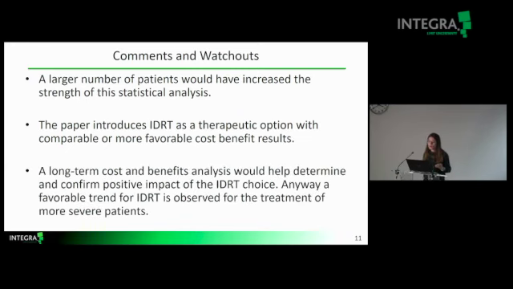And it would be good to have a bigger sample, but also a bigger or longer time of follow-up, because this study is only until discharge. So it cannot help us very well to say what could be the rate of explantation or infections that can also be very strong cost drivers. So it would be good to confirm this favorable trend, especially in severe cases, on a longer-term follow-up.